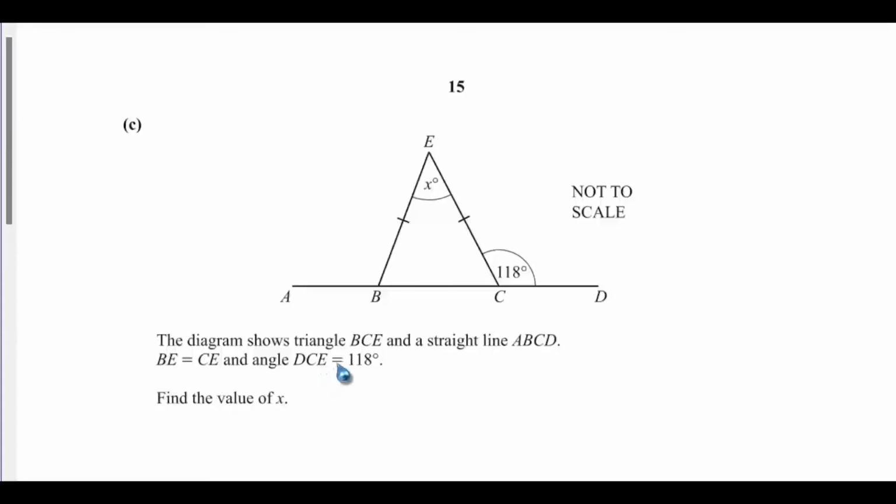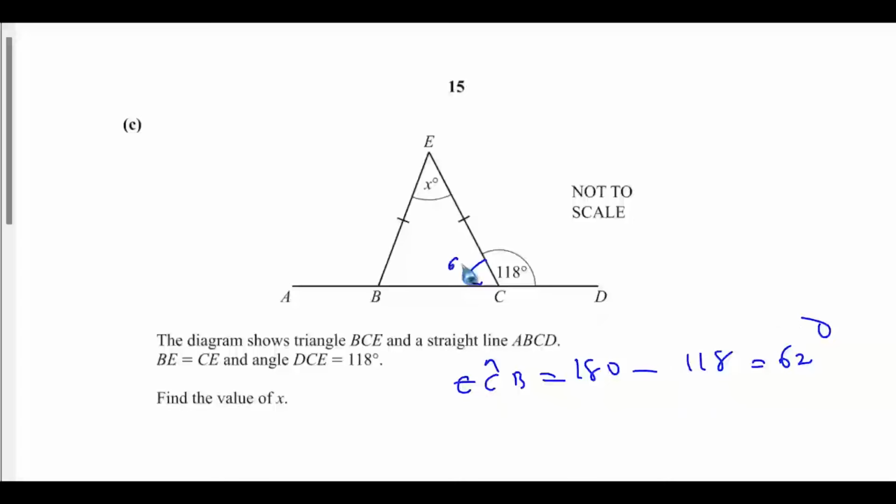The diagram shows triangle BCE and a straight line ABCD. BE is equal to CE and angle DCE is equal to 118 degrees. Find the value of X. Okay. ECB. This angle here, let's say ECB, will be equal to 180 minus 118 because they are angles on a straight line, and this will give us 62 degrees.